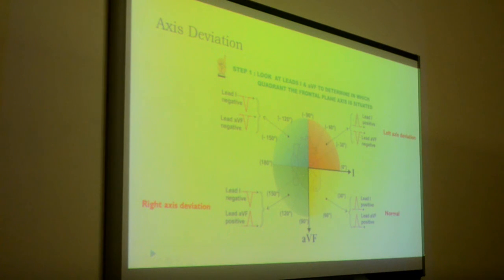You look at the QRS complexes in the ECG. If the QRS of lead 1 and AVF leave each other, it is left axis deviation.